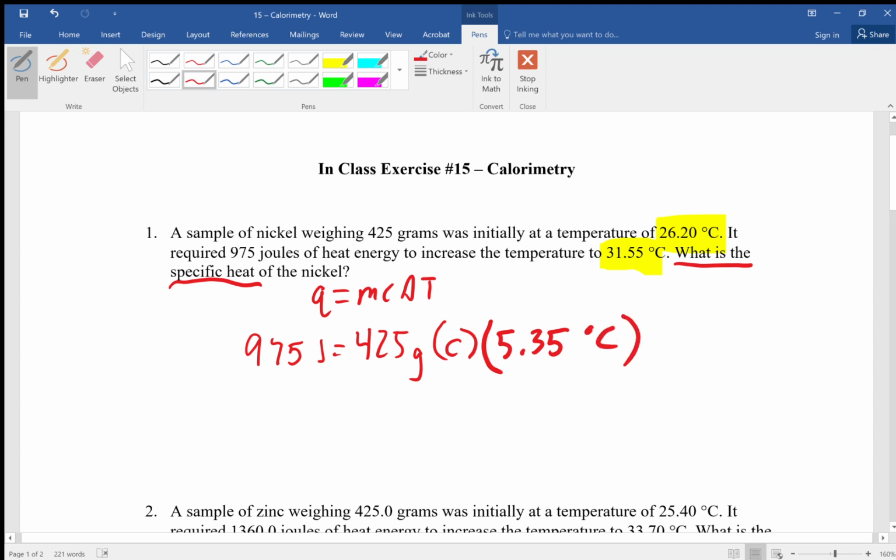So we can just solve this equation for C, and we get our specific heat capacity for nickel is 0.429 joules per gram per degree Celsius.